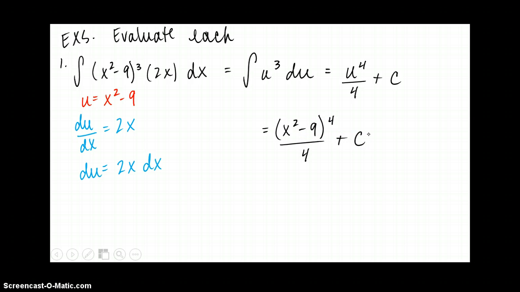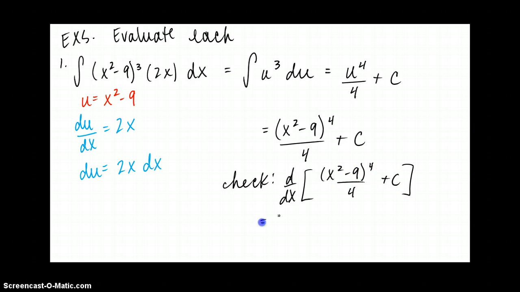Now remember, every time you find an antiderivative, you can check it using the derivative. So if you derive this function, power rule, bring the exponent down, subtract 1 from the original, and then by the chain rule I have to multiply by the derivative of the inside. So the 4's cancel, and we are in fact left with the original integrand.